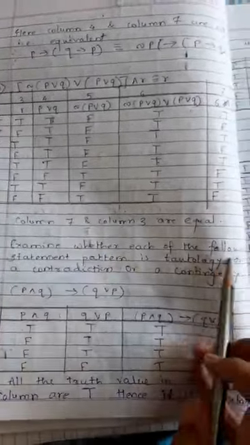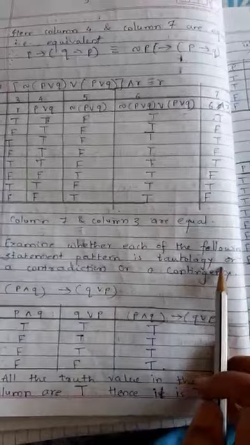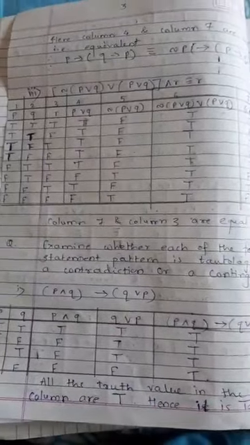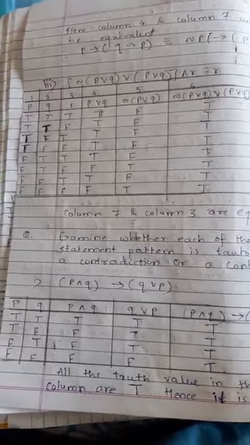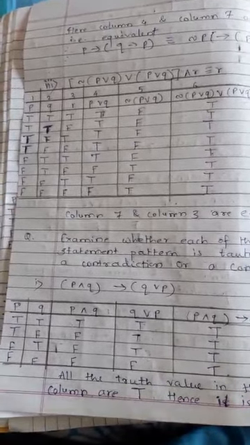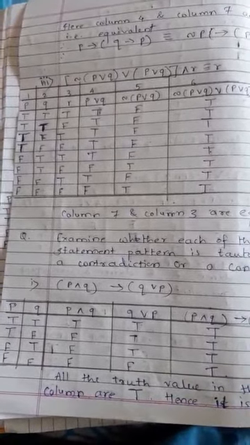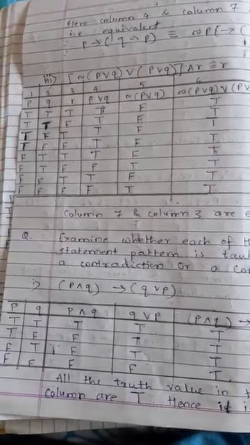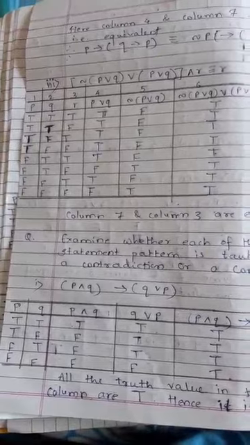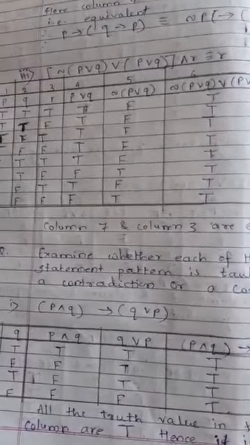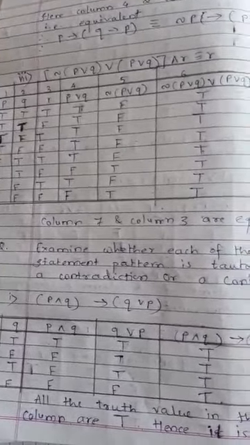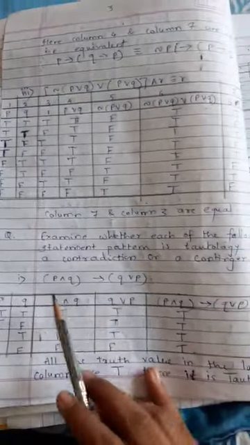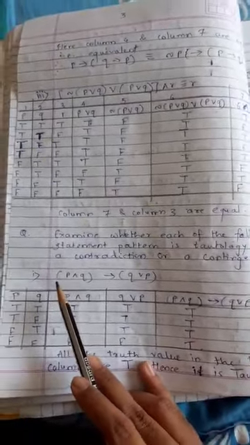Examine whether each of the following statement patterns is a tautology, contradiction or contingency. Tautology we have seen yesterday: the last column should be completely T. Contradiction means the last column should be completely F, and contingency means a combination of both. Okay. So first see what the question is. Let us see how to solve this.